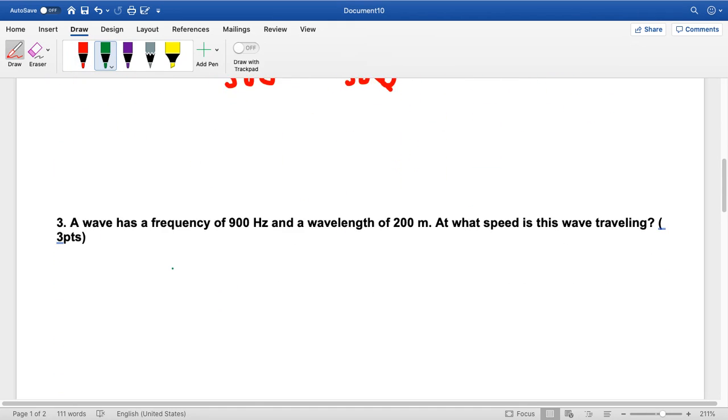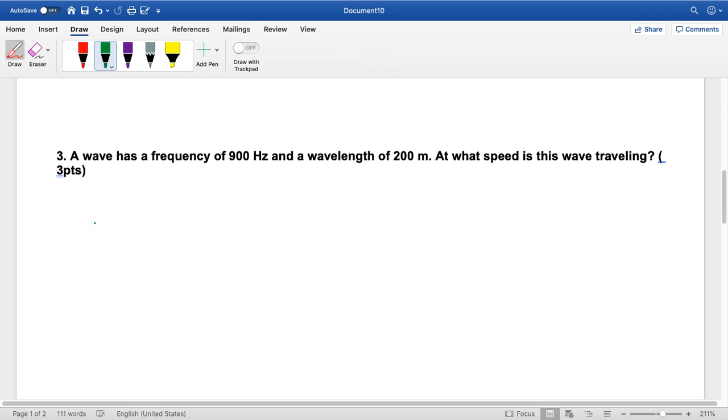So, I'll kind of go through this one more quickly. We won't set everything up. We have a wave that has a frequency of 900, so that's my F value, and a wavelength of 200, so that's my wavelength. What is the speed the wave is traveling at? Well, I know speed equals frequency times wavelength, using the same equation.